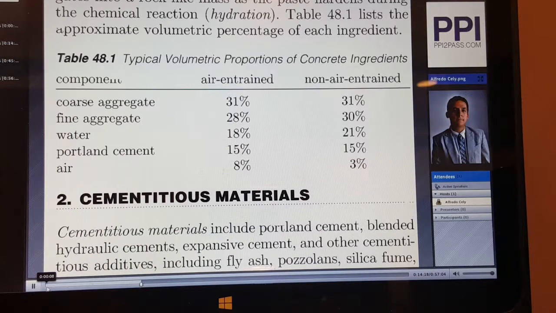Now, these are just quick-check type volumetric proportions. You may have a problem on the exam where you need to find the water content in a concrete, or the volume of coarse aggregate in concrete, or the mass of coarse aggregate in concrete, using some kind of volumetric proportions given in the problem prompt. So that's another way that the exam can test you on whether you know how to determine the volumetric or mass proportions of concrete ingredients.